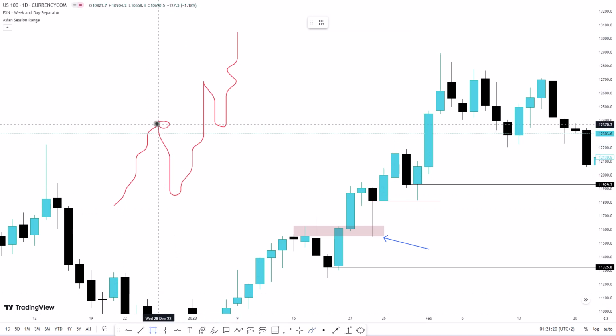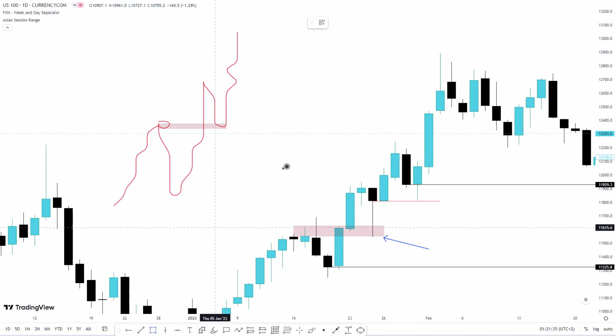The market is retesting this zone, right? So this is a classic break and retest here. Hope you understand what I mean. A shallow pullback, right? So how do we approach the market this way?